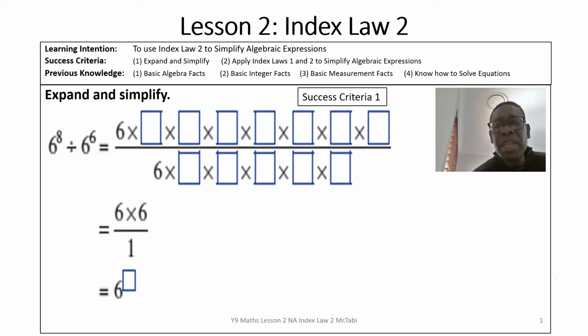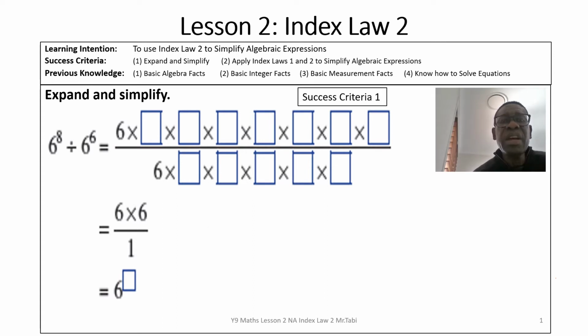We have seen from index law 1 that the index form is just a shorthand of writing some of our calculations. Today's lesson, we'll be looking at how to use the index law 2 to simplify algebraic expressions.